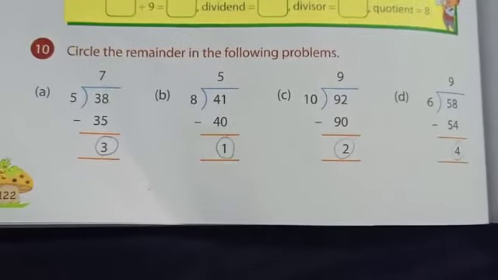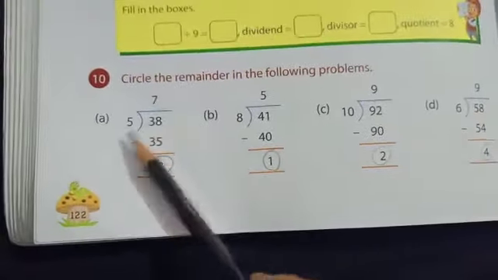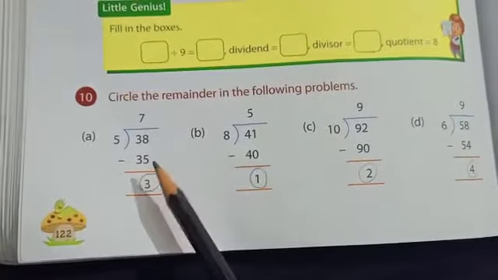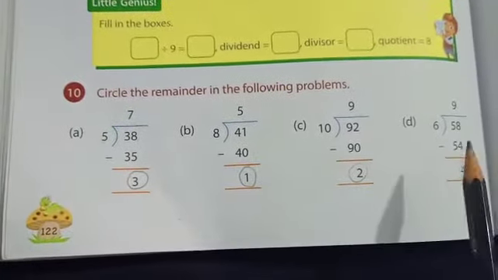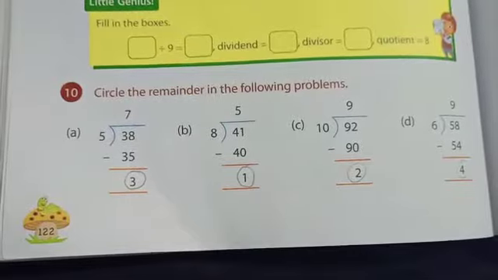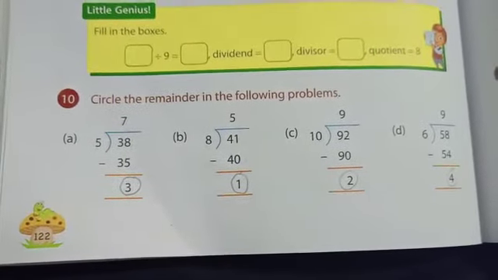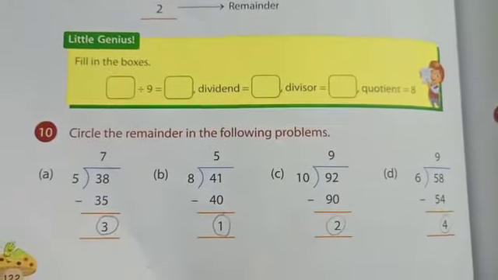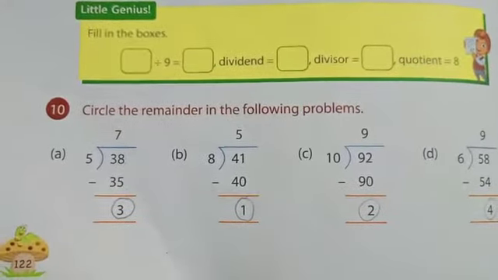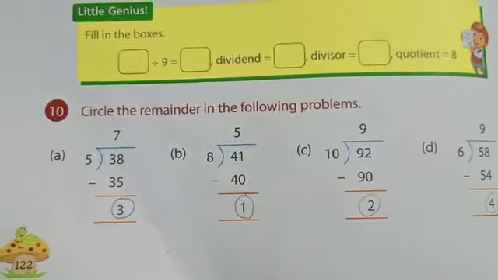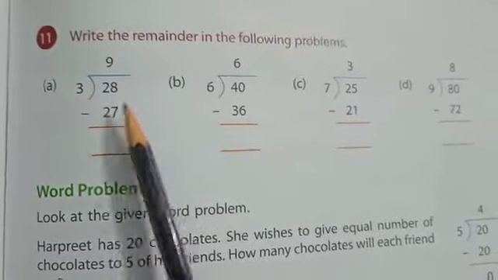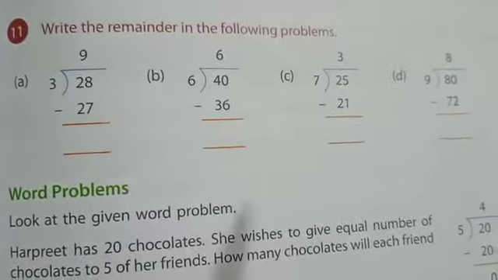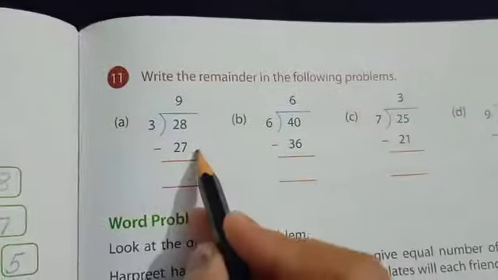This way we have to do division. These sums are already solved. We just have to circle the remainder. But I make you understand the concept of how we have to divide the dividends by the divisor. So I have explained to you the method of division. In the same way you have to solve these division sums. Fine. We have to find out the remainder.